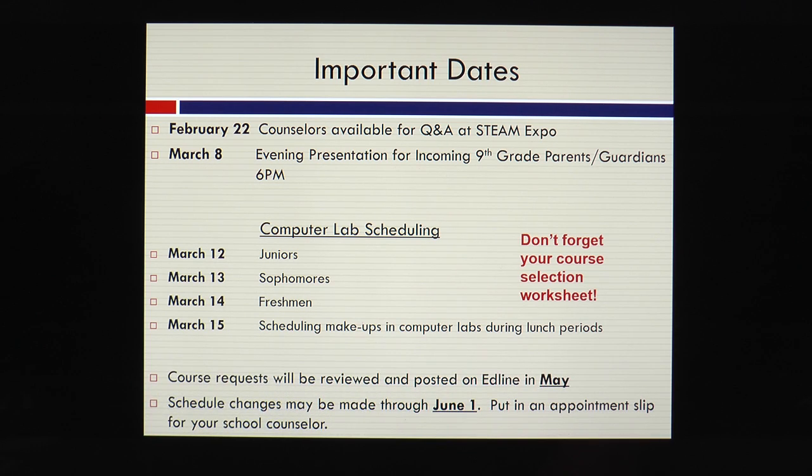Your course requests will be reviewed after the third quarter grades and then posted on Edline in May. Please make sure to check your course requests. This is a great time to catch any mistakes. Any schedule changes may be made through the end of the year. If you need to make a schedule change after you do your computer lab scheduling, please put in an appointment slip to see your school counselor.